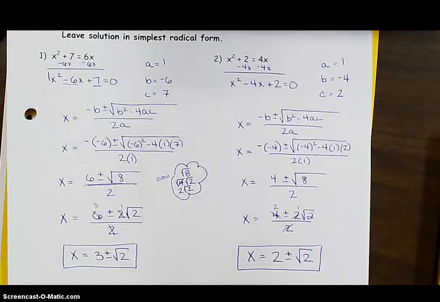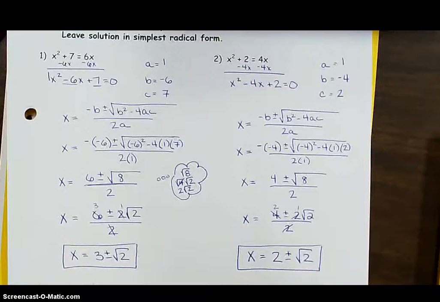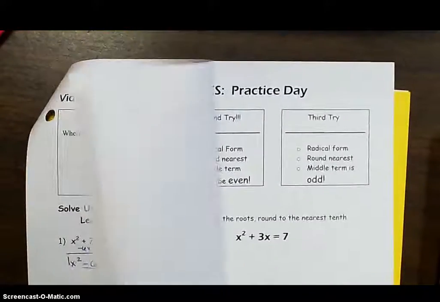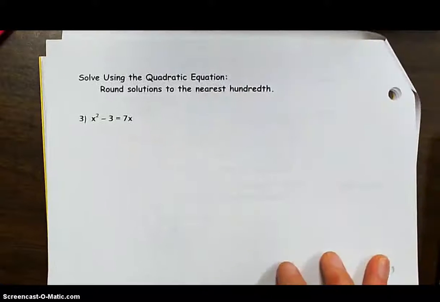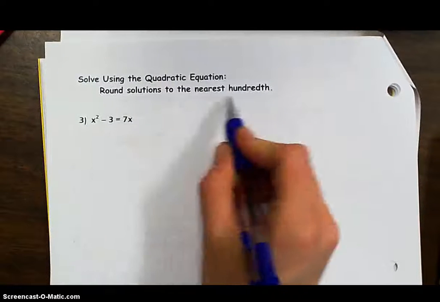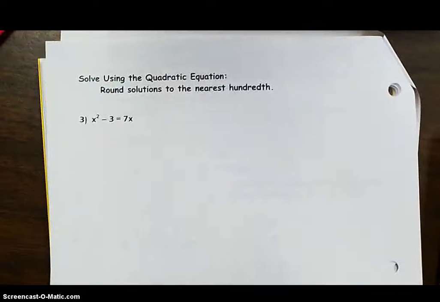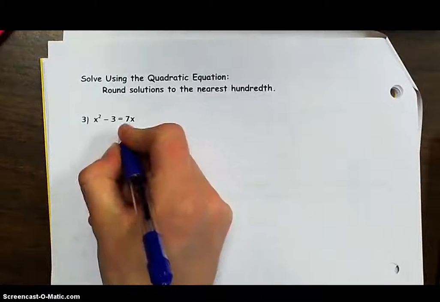And you've done it. Now, we're not always going to be able to reduce the fraction, but for both of these, it worked. All right, we're going to flip it over, and we're going to try one more. For this one, instead of leaving our answer as a radical, we're going to round to the nearest hundredth. So let's give it a try. We want to set it equal to 0 first.